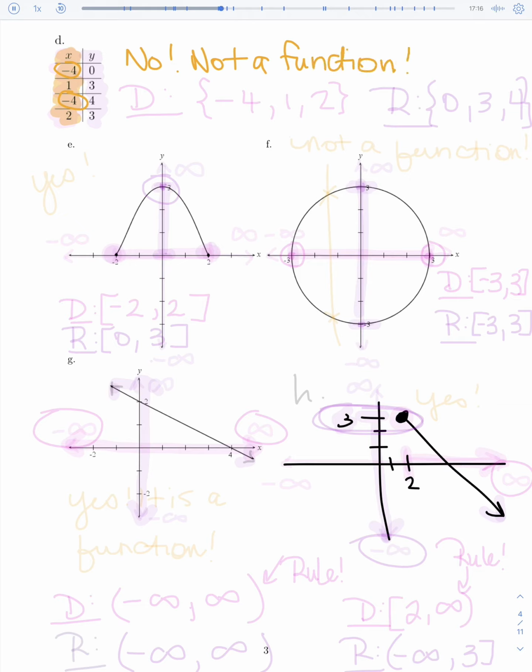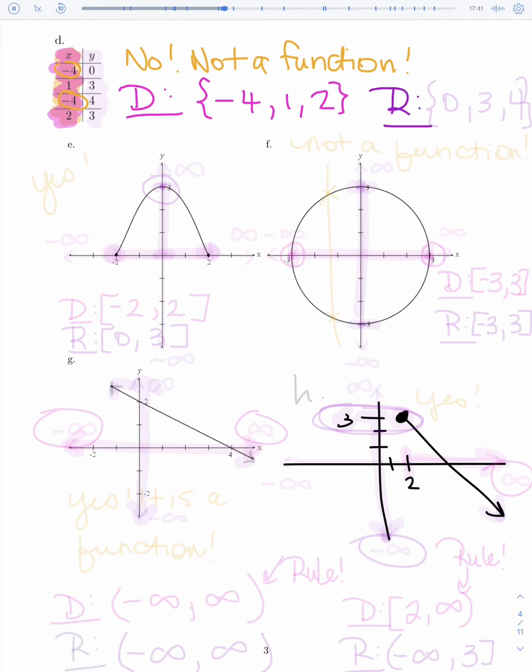Then we can move on to looking at its domain. With its domain, again, we're going to look at its x values, and we've just got a bunch of points, so I just need to list those. When we're listing, we're going to use our set braces. And let's see, we've got the numbers -4, 1, and 2. Those are our only possibilities. I do not want to include the -4 twice, so I'm just done.